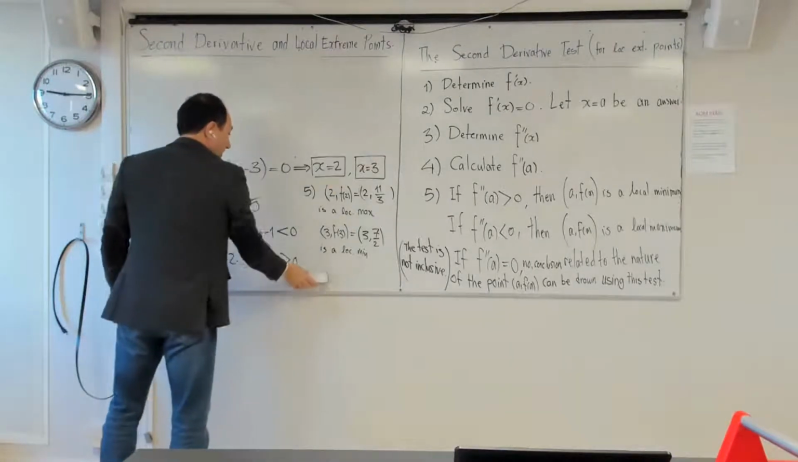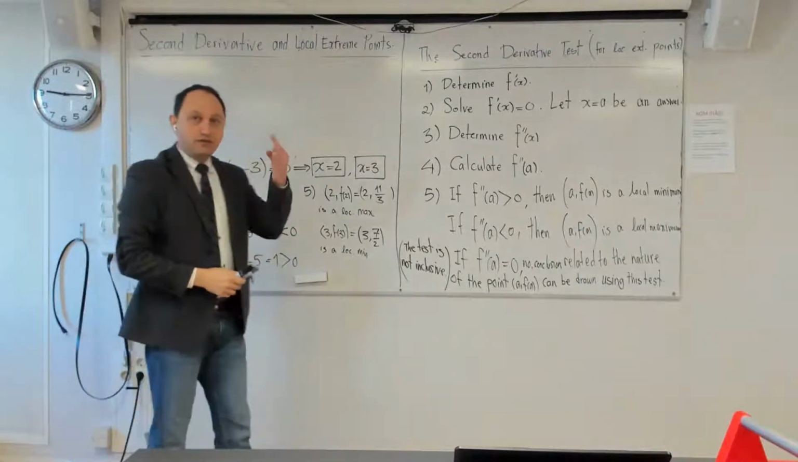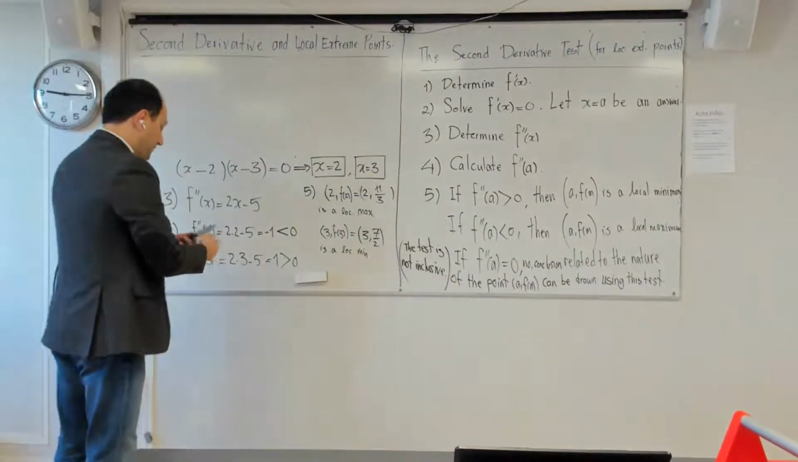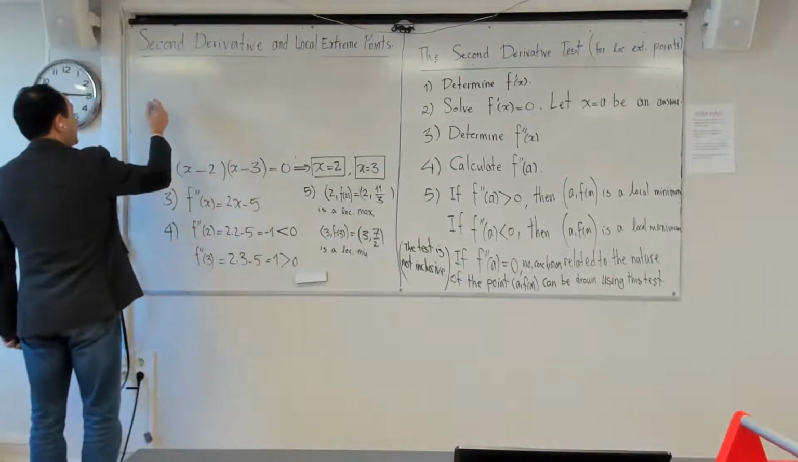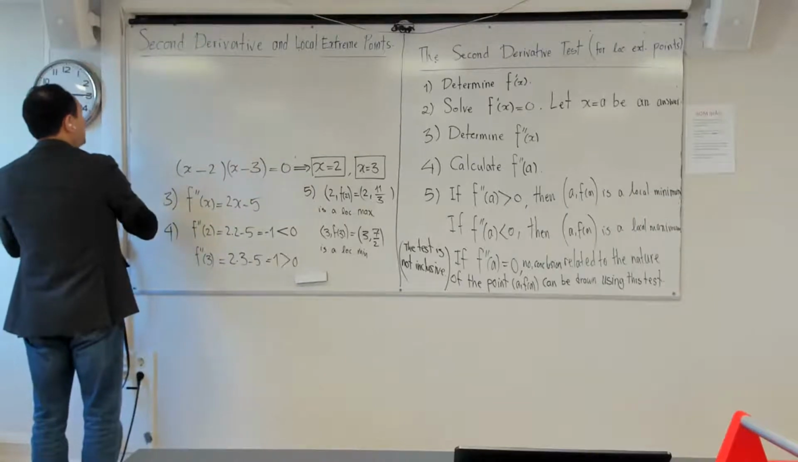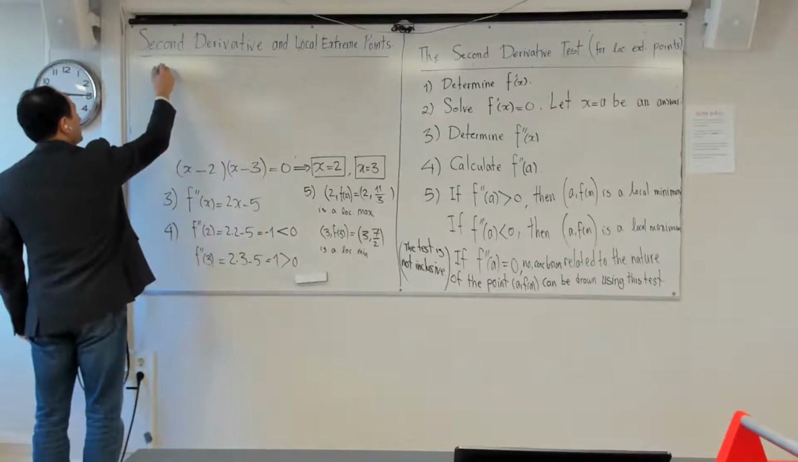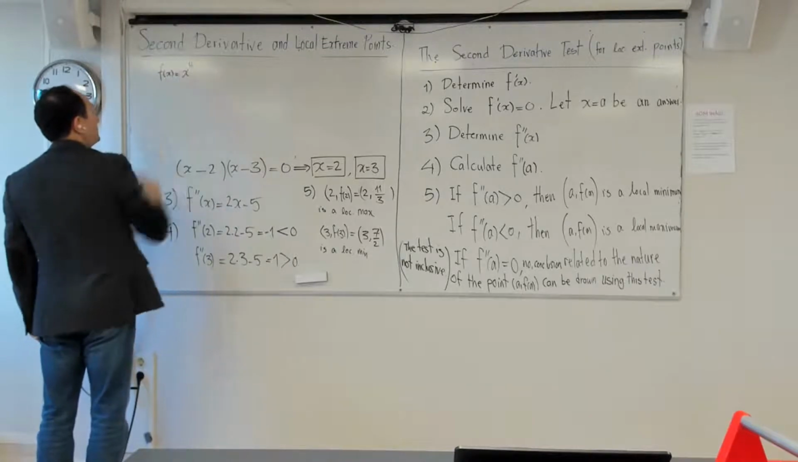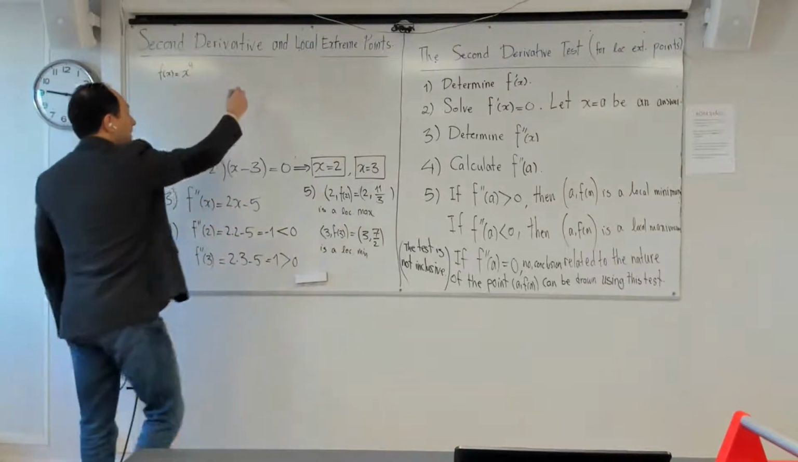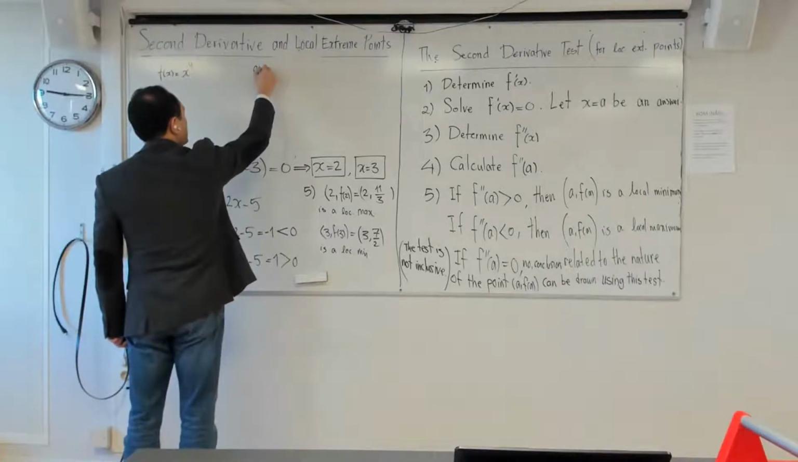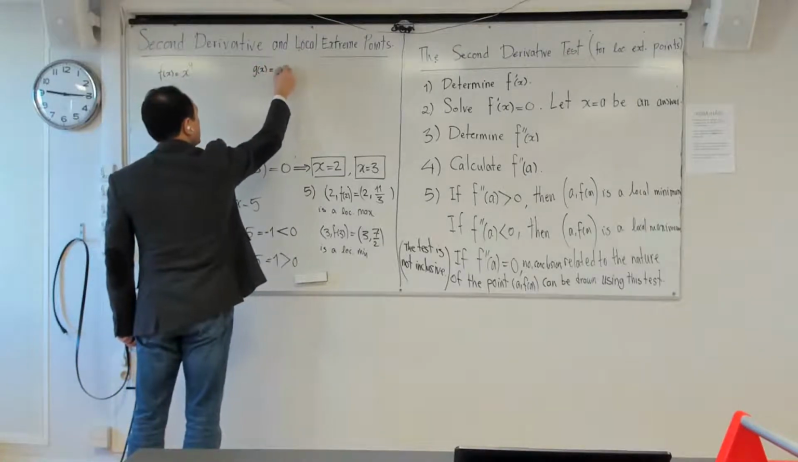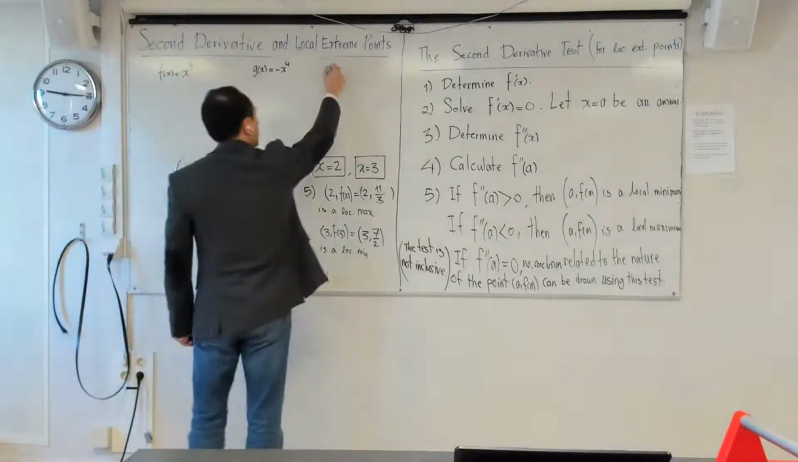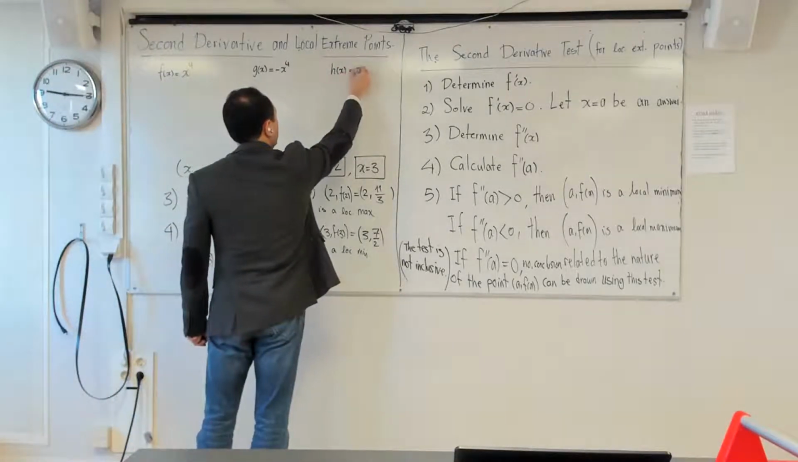So let me consider 3 functions for you. I want to intentionally make them very simple. The first function is f of x equals x to the power of 4. Another function that I want to talk about is g of x equals minus x to the power of 4. And the next function, h of x, is x to the power of 3.